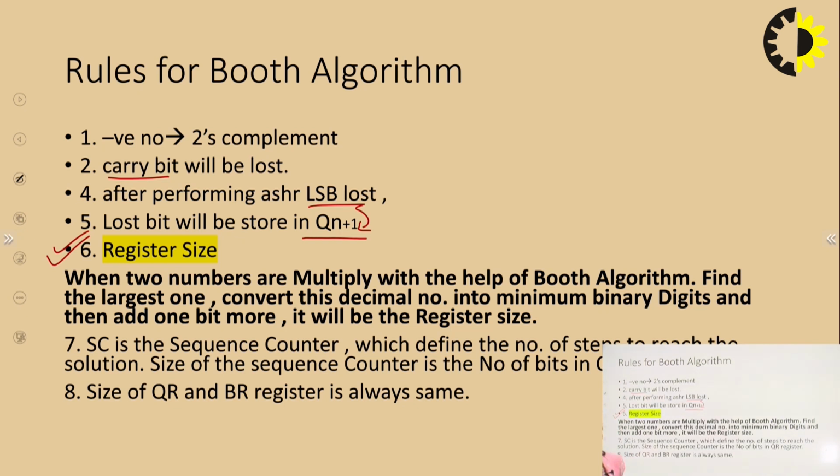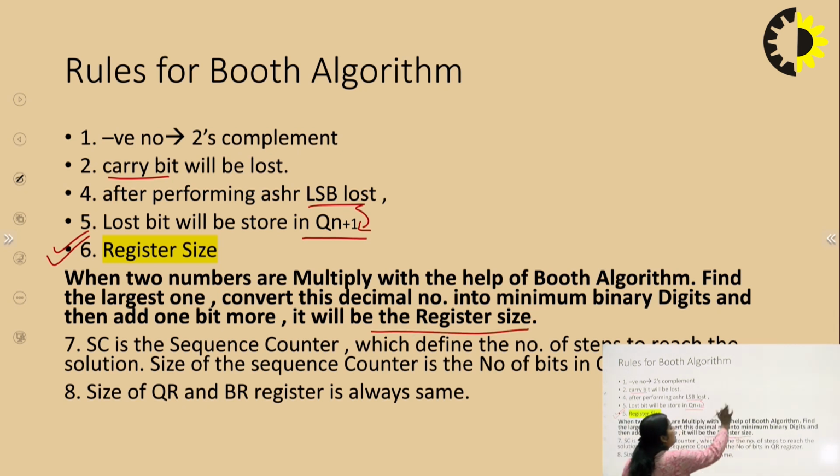Always remember, whenever two numbers are multiplied with the help of the Booth algorithm, first convert the largest one into its minimum binary digits. After that, adding plus 1 gives the register size.